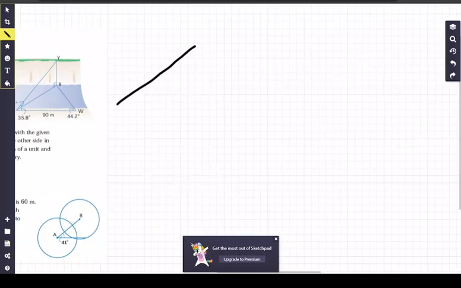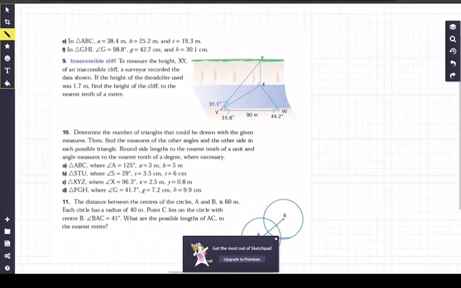Let's go ahead and do question number 11 or 10. Determine the number of triangles that could be drawn within it. Then find the measures of the other angles on the other side of each pillar.